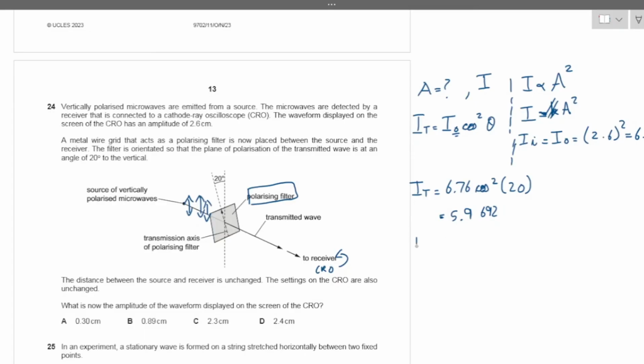So the I transmitted in this case was 5.9692. We need to work backwards to get our amplitude. Basically, just take the square root of it, and we get our answer as 2.44. Basically, 2.4 centimeters. D is correct.